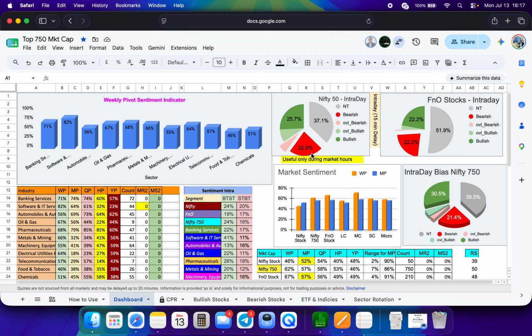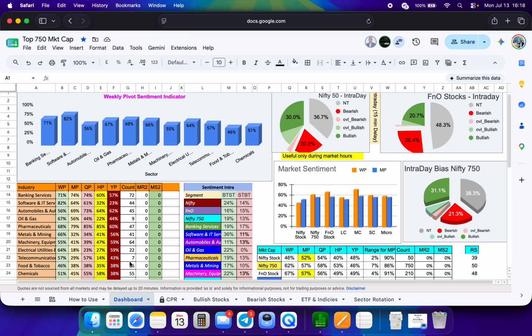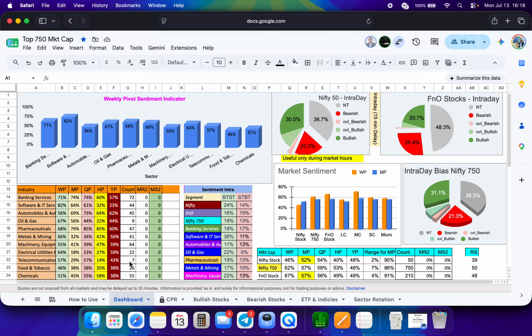This gets updated every 15 minutes. This gives you an idea every 15 minutes where the market is likely to go. Now the same you have, the pie chart for F&O intraday. Then below that you have the weekly sentiment.